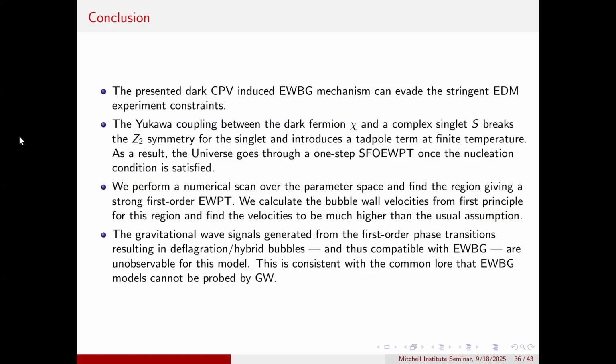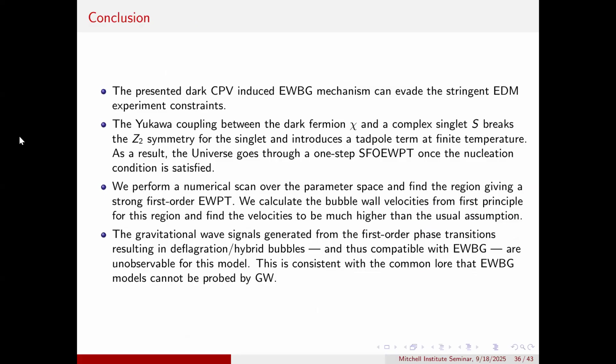Then I will come to my conclusion. The baryogenesis model with CP violation in the dark sector can evade the very stringent EDM experiment bound.